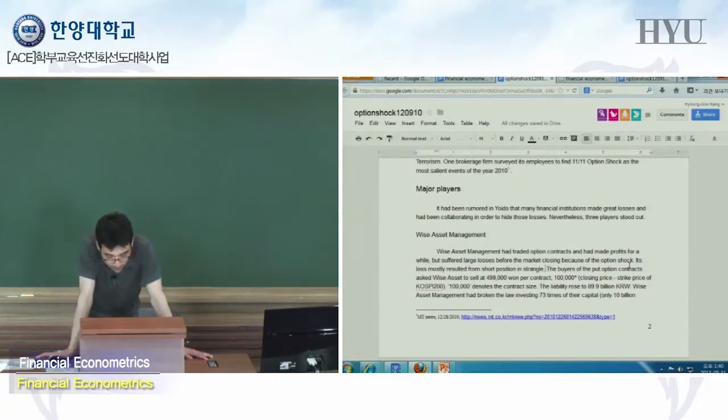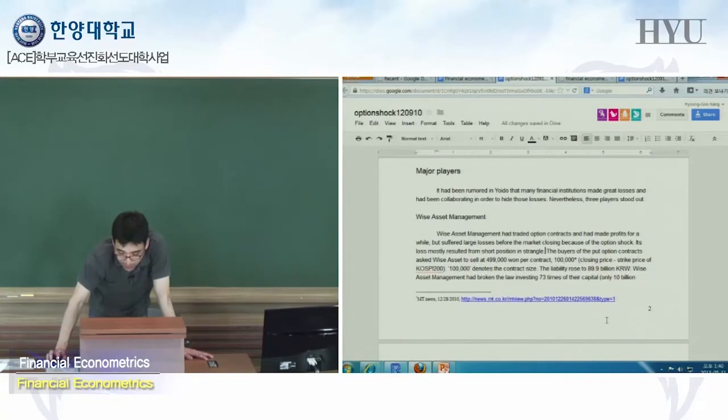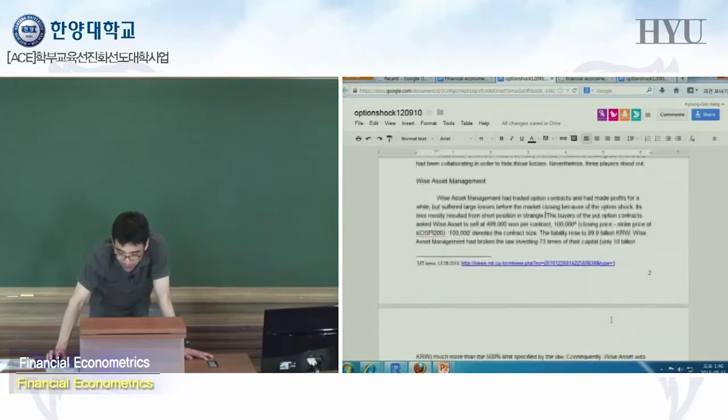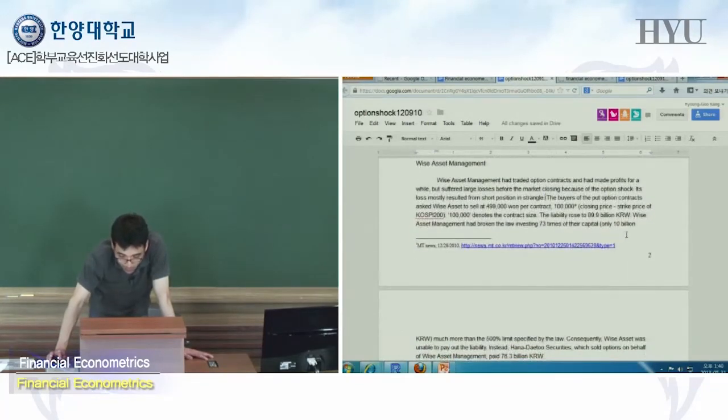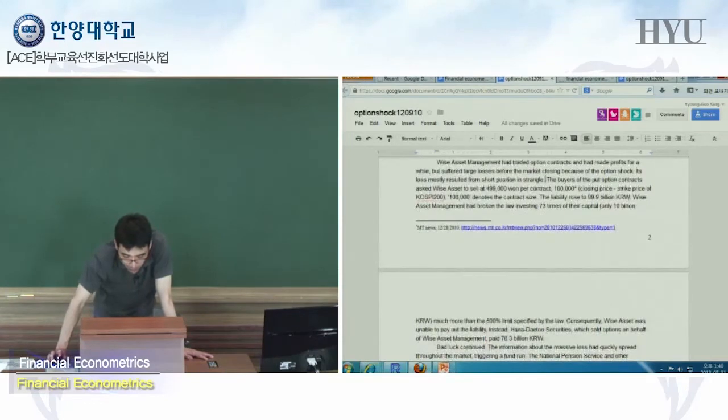And then because of this, the liability rose to 89.9 billion Korean won. And then YG Asset Management had basically exceeded the limit of investing, at 73 times their capital. Their capital is only 10 billion Korean won.